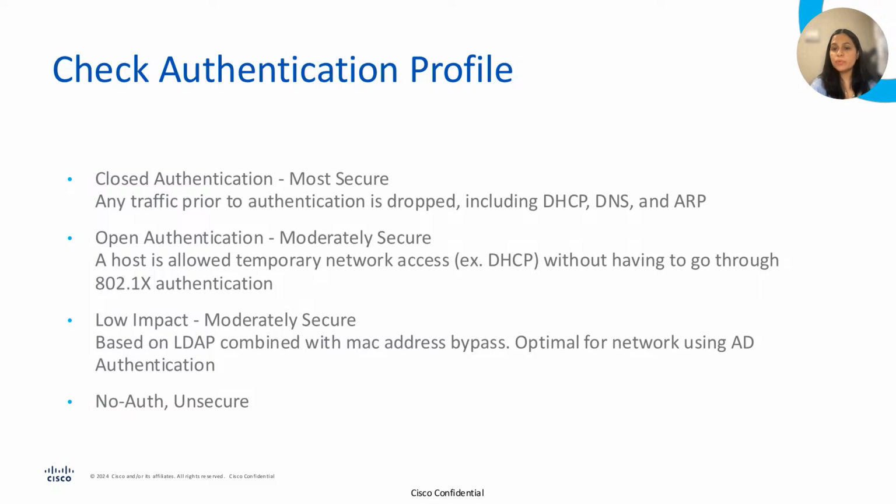And the second is open authentication, which is moderately secure. Then we have the low impact, where security is added by applying an ACL to the switch port to allow very limited network access prior to authentication. And then lastly, we have no authentication, which is the most insecure way of connecting.